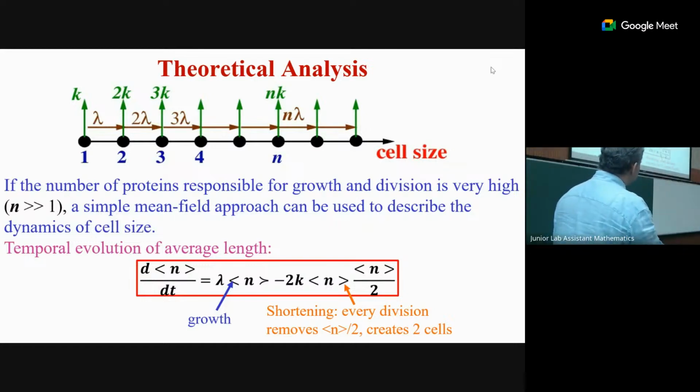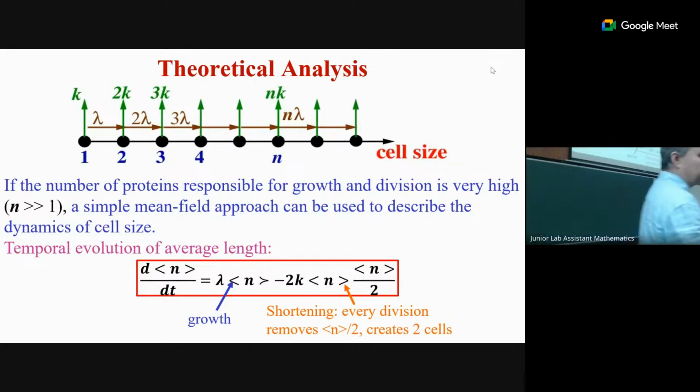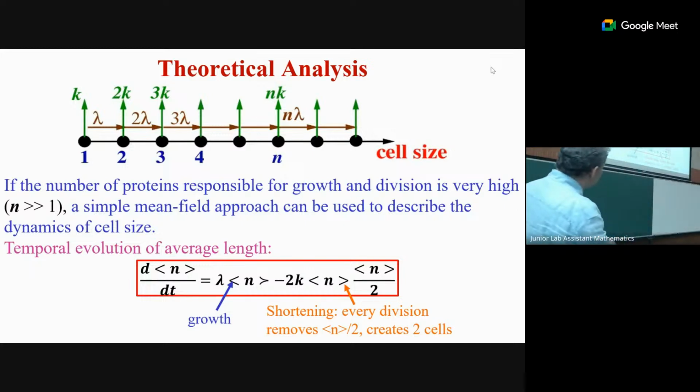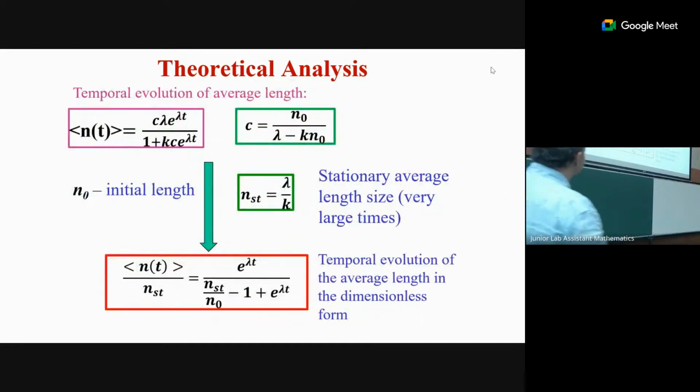And then you're also eliminating length n over 2. The assumption here, implicit, is that you're dividing equally in the middle. There are organisms like yeast where it's not symmetric, but for simplicity, let's forget it all. So this is the equation. This is the rate of division, the coefficient that comes from creating two cells, and this is the length that you are eliminating. You can solve this equation.